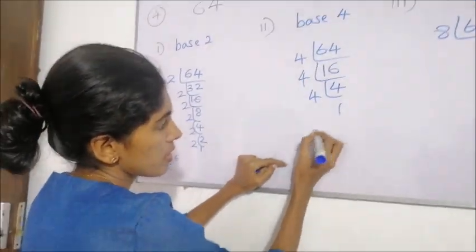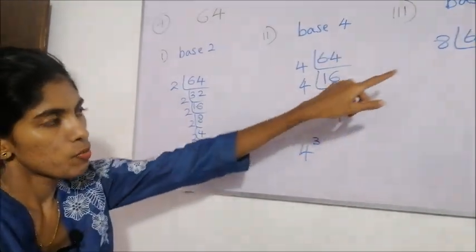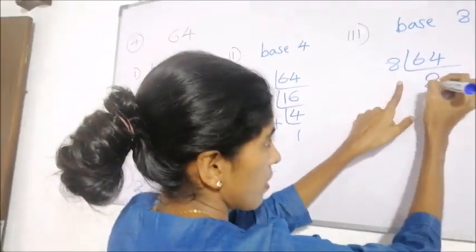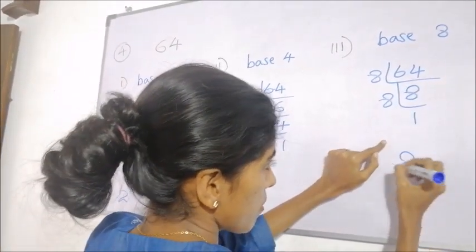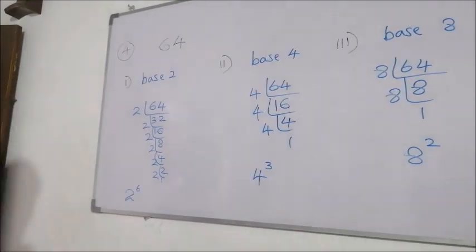So it can be written as 4 to the power 3. Next, 8. So it can be written as 8 squared.